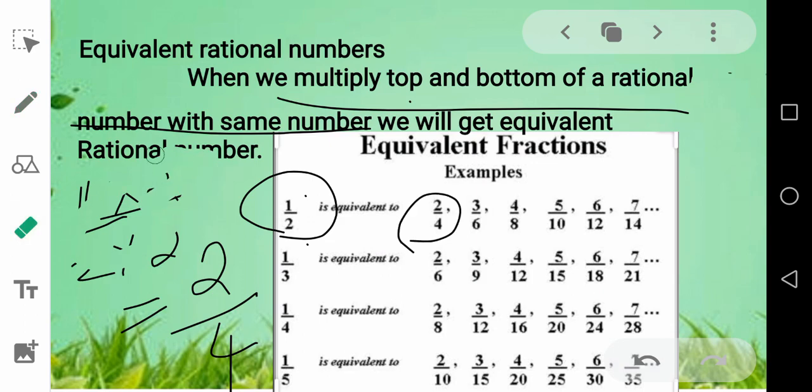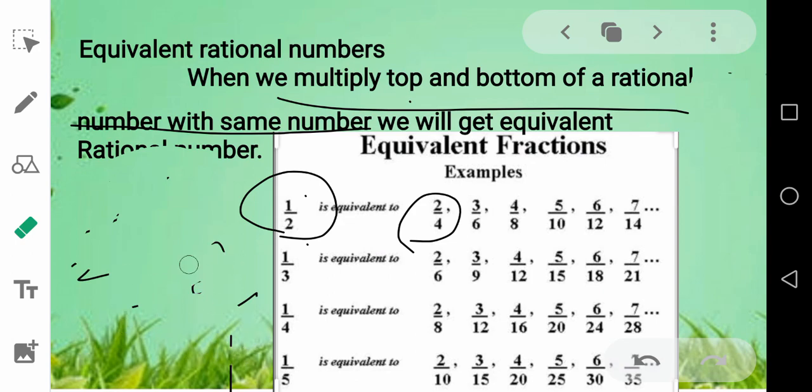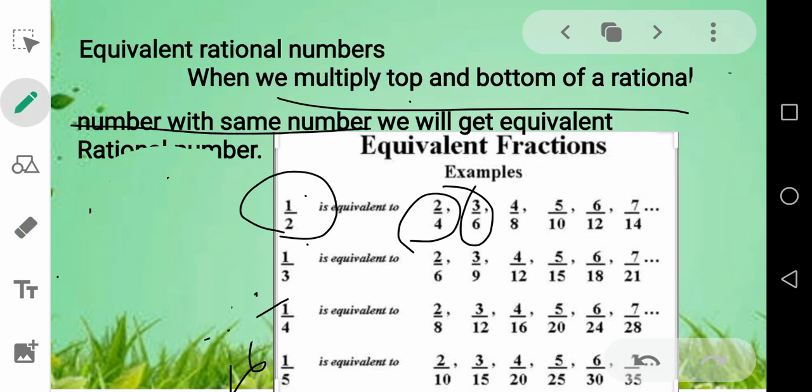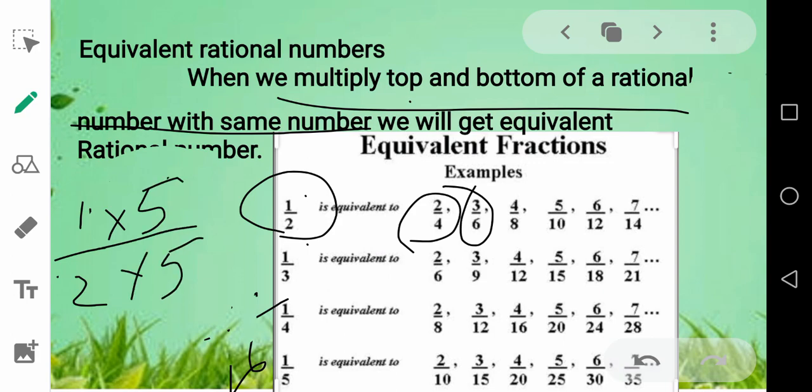Understood? Next I multiply 1 by 2, numerator and denominator, with 3. Above I am multiplying with 3, below also I am multiplying with 3. So the answer is 3 by 6. So this is the next equivalent fraction. Next, what number? Any number I can multiply. I can multiply with 10, I can multiply with 100. Usually we start with small numbers, so I have started with small numbers. Okay. So I am multiplying with 5, below and above both. So 1 into 5, 5. 2 fives are 10. So we have 5 by 10. So these all are equivalent fractions.